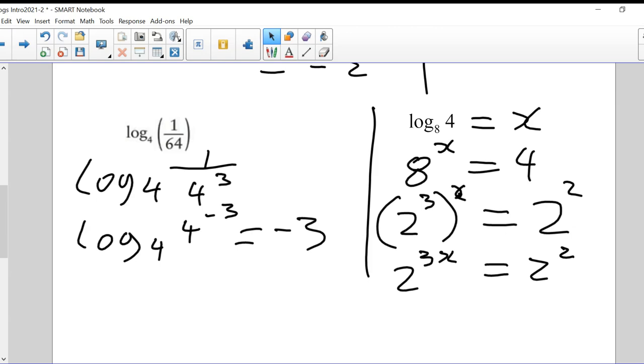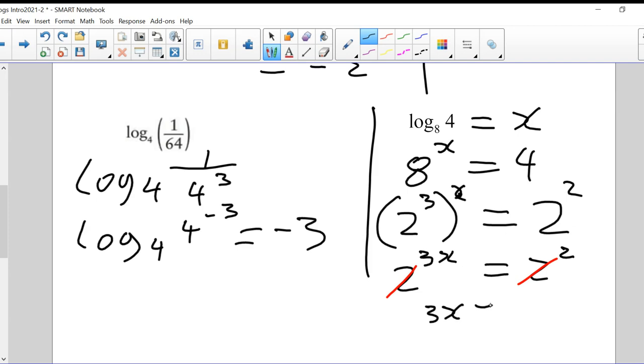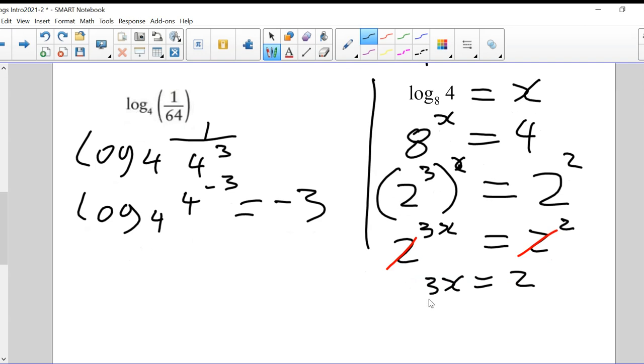That's legit. With exponents, that's called the power law of exponents. I can absolutely do what I just did. So remember what we did before? When the bases are the same, which they are, I can ignore the bases and say, since both sides of this equation are equal, and the bases are equal, then the exponents must be equal. That means that 3x must be equal to 2. And if I solve this, divide by 3, divide by 3, so x is 2 over 3.